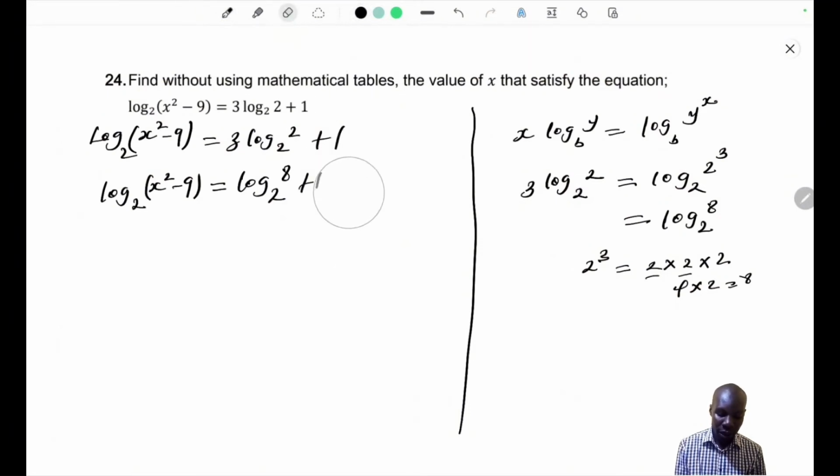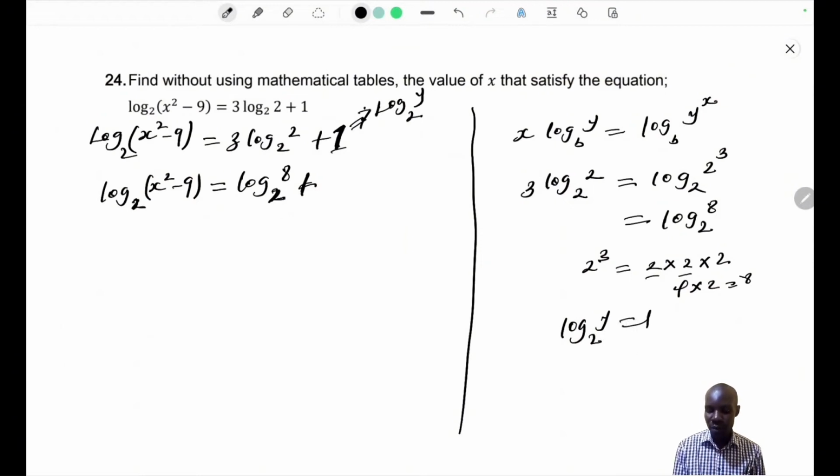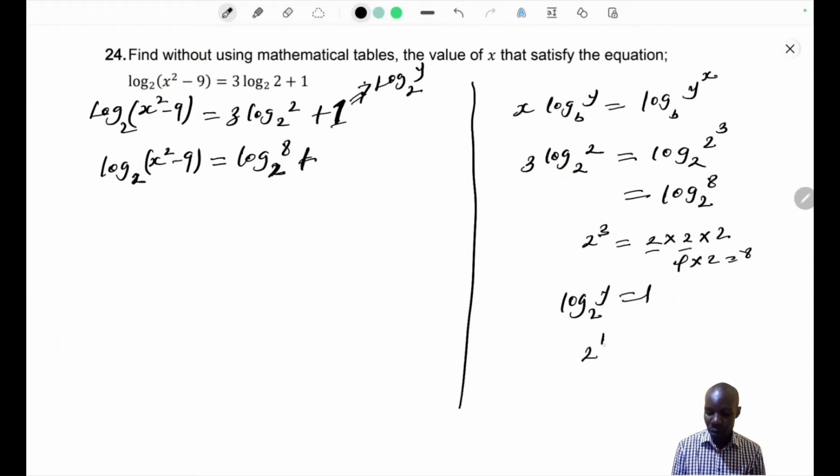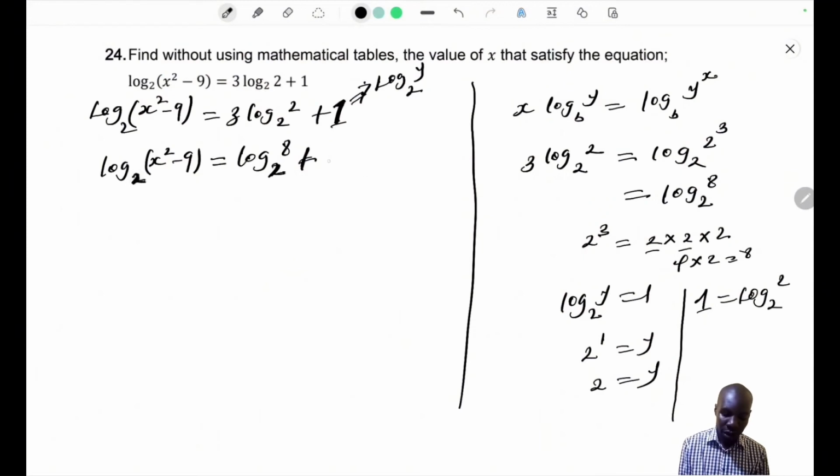We don't want this 1 here. Instead of having 1, let's convert it into log of something to base 2, the base that we are dealing with. So log of y to base 2 should give us 1. What is y? If you convert this into index notation, you'll say 2 to power 1 is equal to y. So 2 is equal to y. So 1 is equivalent to log of 2 to base 2. We also know that log of a number to its base is equal to 1. So instead of having 1, and since we are dealing with base 2, we'll say this is the same as log of 2 to base 2.